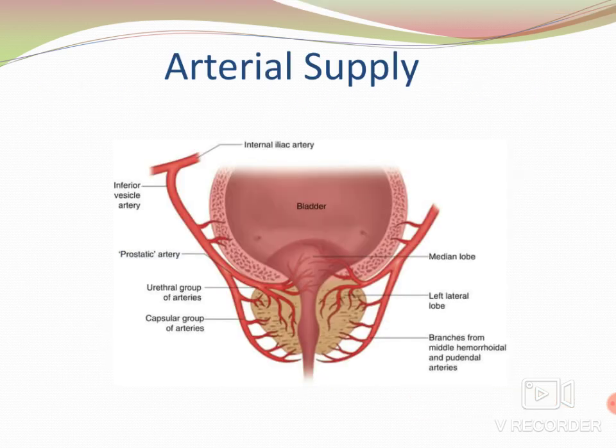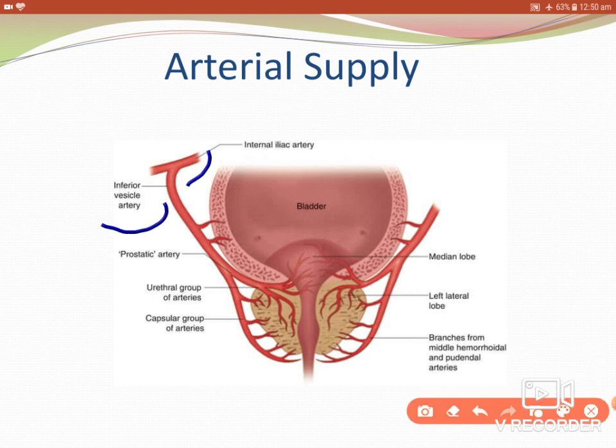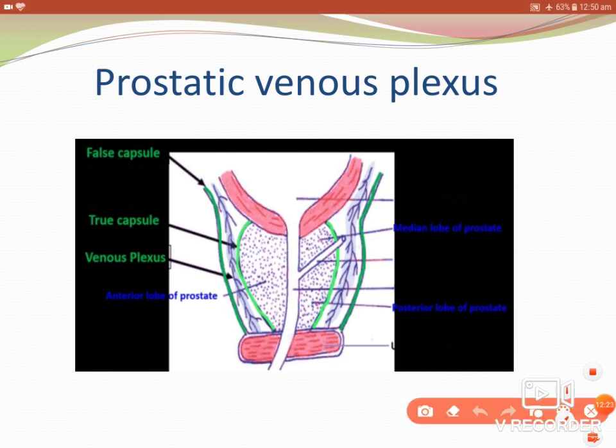Then coming to the blood supply, the arteries supplying are, here you can see, the inferior vesical artery, a branch from the internal iliac artery. Here you can see the branches from the middle rectal and the internal pudendal arteries. These are all branches from the internal iliac artery. Then venous drainage: the prostatic veins drain into the internal iliac veins.